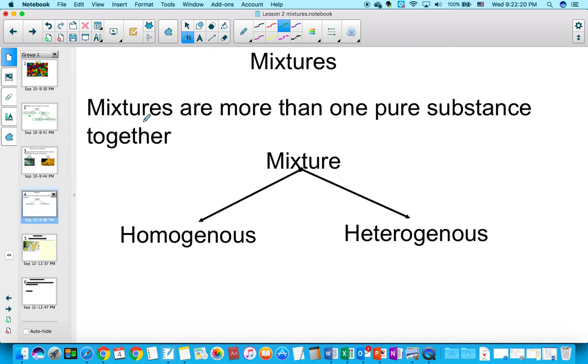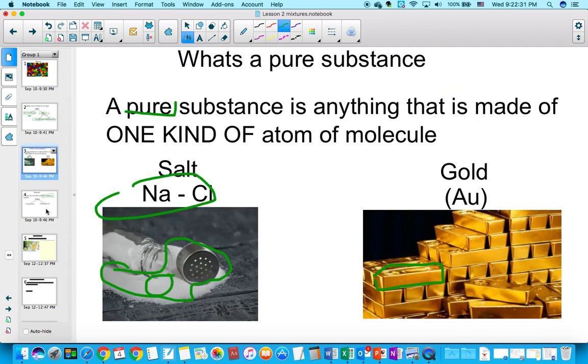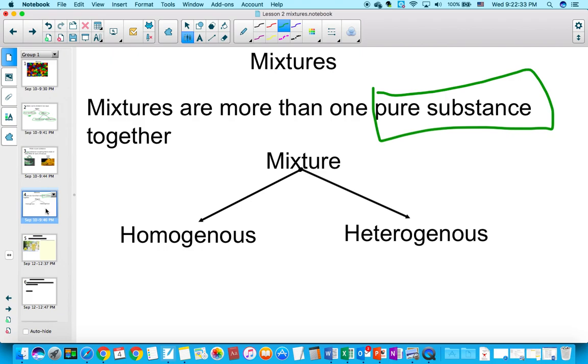Mixtures are when you have more than one pure substance put together. So you take two pure substances. For example, let's say you take salt, this pure substance of salt, and you add it to water. Well, you have salt molecules and you have water molecules, and you put them in the same spot. You've made salt water, right? You have two different molecules taking up the same spot. A glass of salt water has water molecules and salt molecules. And so both of those molecules put together, floating around with each other, results in a mixture.